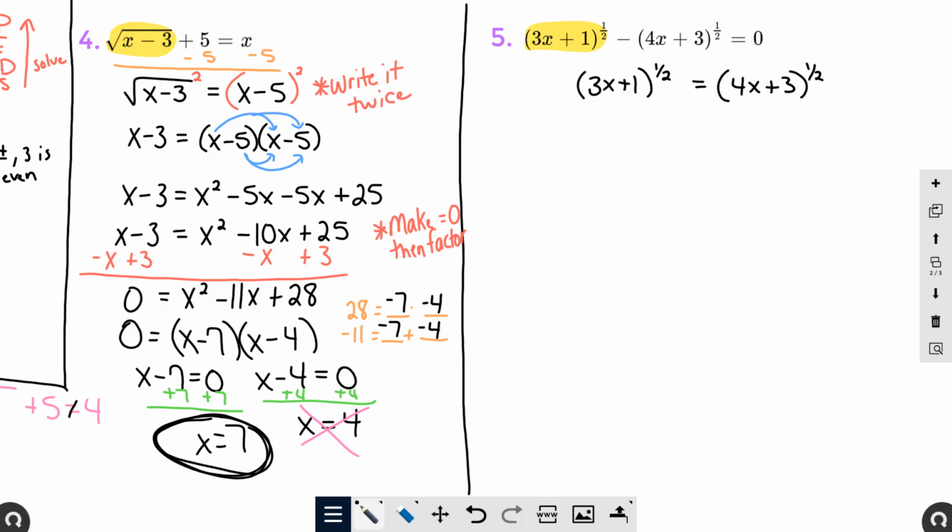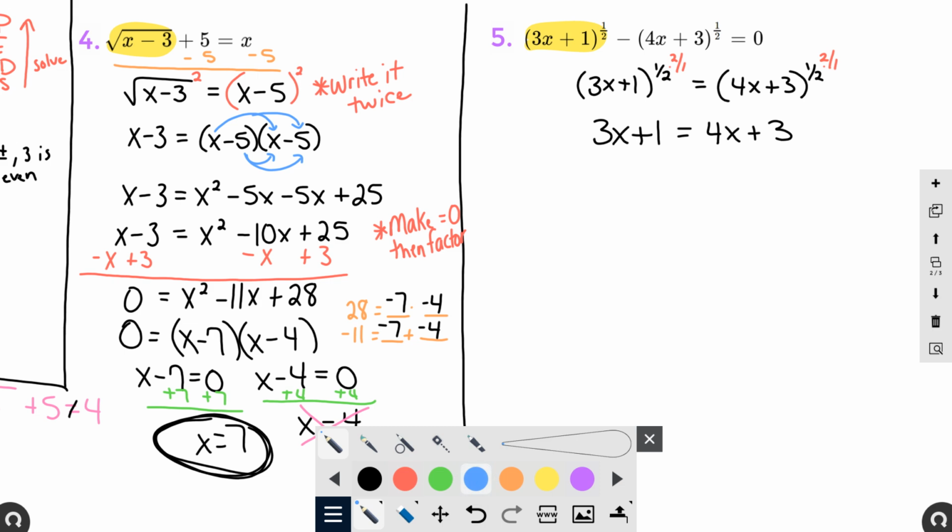Now, step 2, raise each side to a power to remove that power. So what's going to remove a 1/2? 2 over 1. What happens to both of those powers? They cancel out. Both of them do. So we're left with 3x plus 1 equals 4x plus 3. Now, this is like the type of problems we solved back in January. Way back when. A long, long time ago.